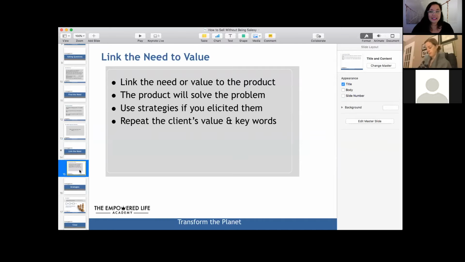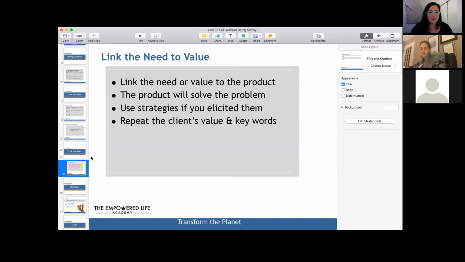So you're linking the need to the value. Link the need or the value to the product. The product will solve the problem. So you've established through asking questions, what is the problem they're coming to you with? And now you're going to show them that the product solves the problem. Use strategies if you elicited them. In the NLP practitioner training, we discuss how to elicit someone's strategies. I'll show you a little bit of that today, of how to do that.